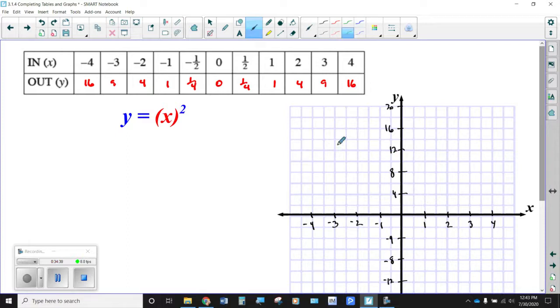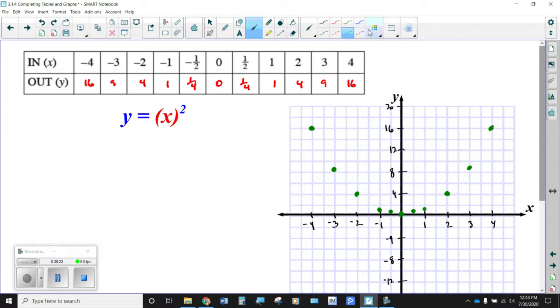All right, so let's plot these points. Let's take 0, 0, located here. Let's take 1/2, 1/4, which is going to be somewhere right around here. And then negative 1/2, 1/4 is going to be somewhere around here. We're going to take 1, 1, which is right there. And this is negative 1, 1 right there. Then we have 2, 4 and negative 2, 4. We've got 3, 9 and negative 3, 9. And then we got 4, 16 and negative 4, 16.